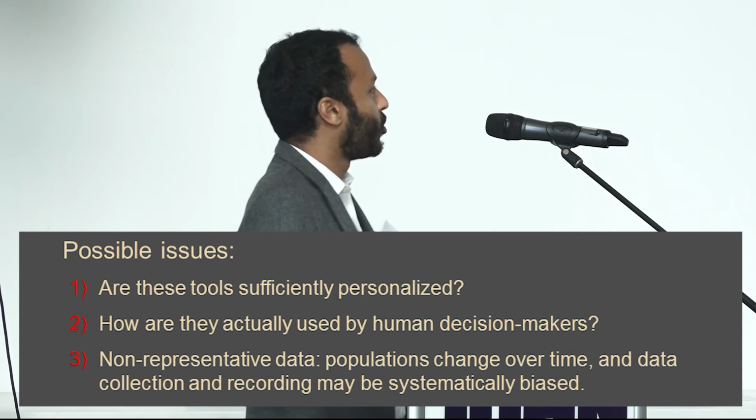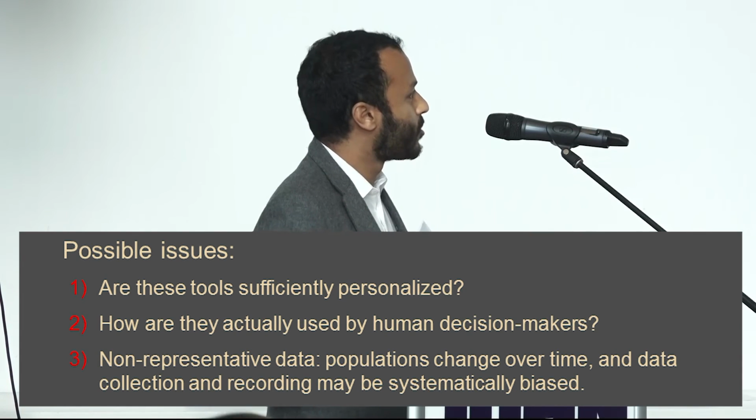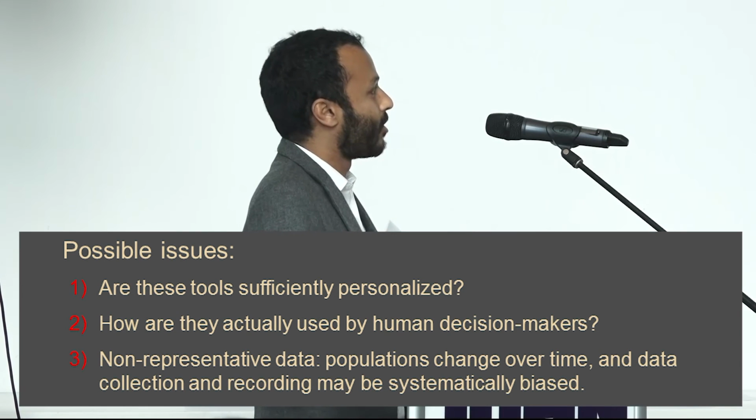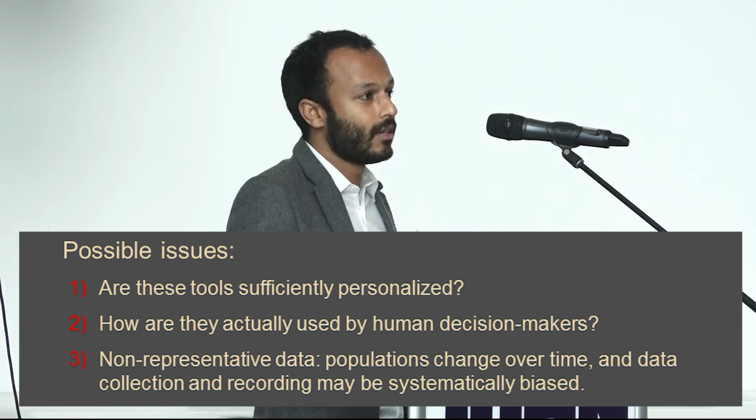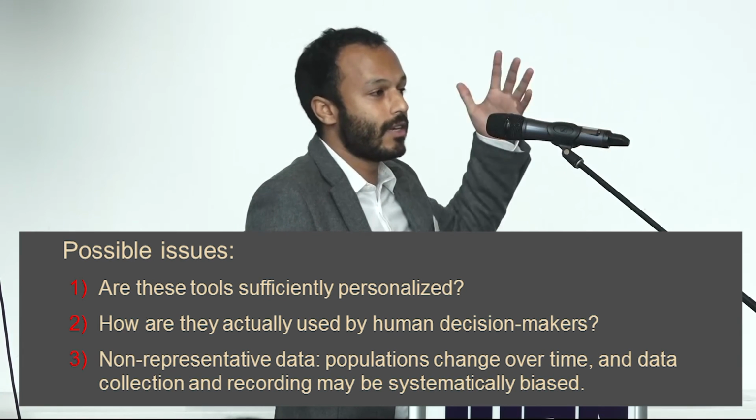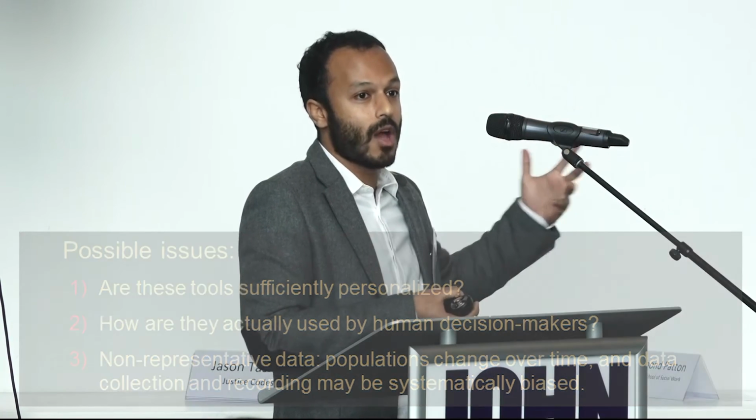And a third big issue, something which has been alluded to, is non-representative data, right? Populations change over time, and data collection and recording may be systematically biased. All the data on which the analysis I just showed you is based is based on records made by police officers after stops are conducted. And one could imagine that that data generation procedure could be biased. So, thanks.